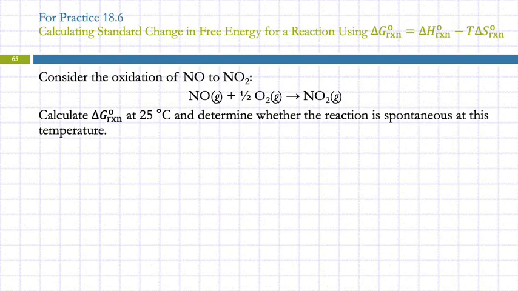Okay, consider the oxidation of NO to NO2. We're supposed to calculate delta G at 25 degrees Celsius and determine whether the reaction is spontaneous at this temperature. So we need values from the appendix in the back of the book. When I revised slides, I started putting these numbers in there, which is super handy, but this one I don't even have the right chapter number on, so that's not so good.